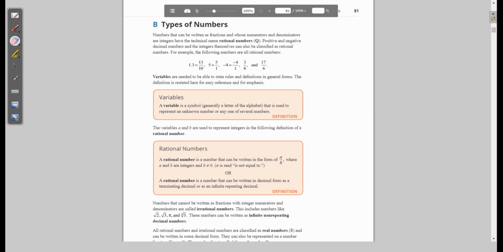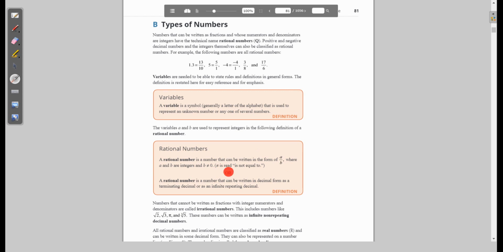Right? So the variables a and b are used to represent integers in the following definition of a rational number. So we have our definition of a rational number here. A rational number is a number that can be written in the form of a over b, where a and b are integers, and b is not equal to 0. Okay, so a and b are integers, right? And we defined integers earlier. They were basically just the whole numbers. Every single whole number you can think of, both positive and negative, right? And we know that b cannot be equal to 0, because we cannot have a 0 in the denominator.